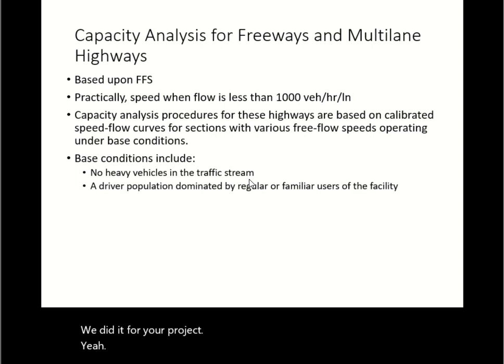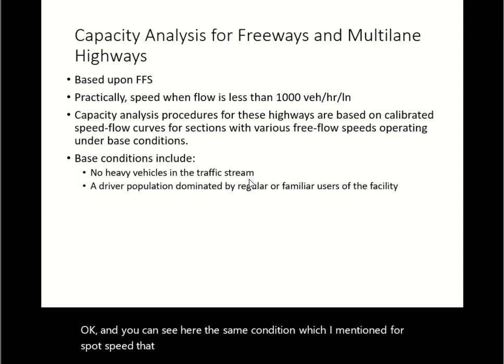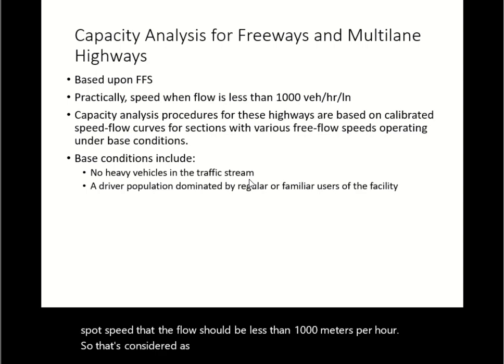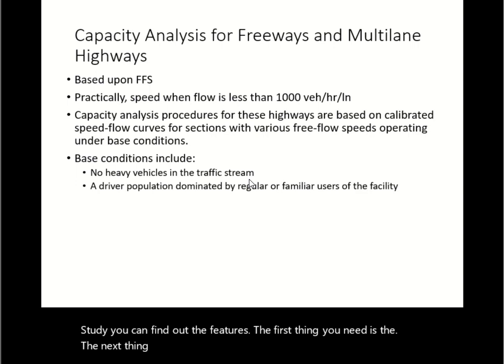Okay, spot speed study. You can see here the same condition which I mentioned for spot speed: the flow should be less than 1000 vehicles per hour. Less than 1000 vehicles per hour per lane is considered free flow. So you do a spot speed study, you can find out the free flow speed. The first thing you need is the free flow speed. The next thing you need is the speed flow curve. This curve.